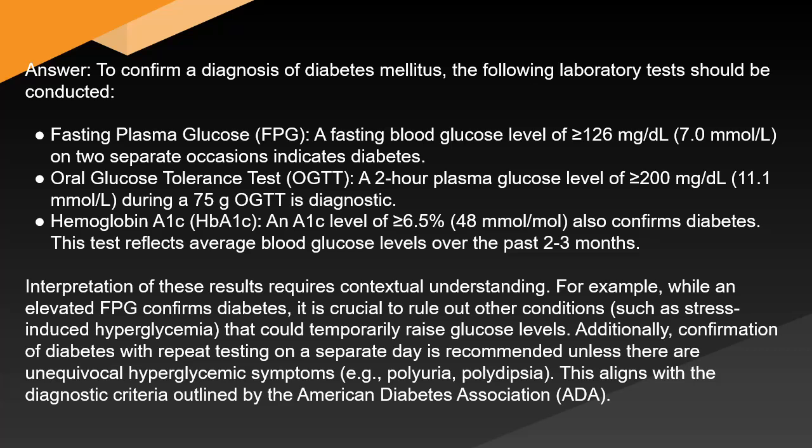A 2-hour plasma glucose level of 200 mg/dL, 11.1 mmol/L, during a 75 gram OGTT is diagnostic. Hemoglobin A1C: an A1C level of 6.5%, 48 mmol/mol, also confirms diabetes. This test reflects average blood glucose levels over the past 2 to 3 months. Interpretation of these results requires contextual understanding. For example, while an elevated FPG suggests diabetes, it is crucial to rule out other conditions, such as stress-induced hyperglycemia, that could temporarily raise glucose levels.